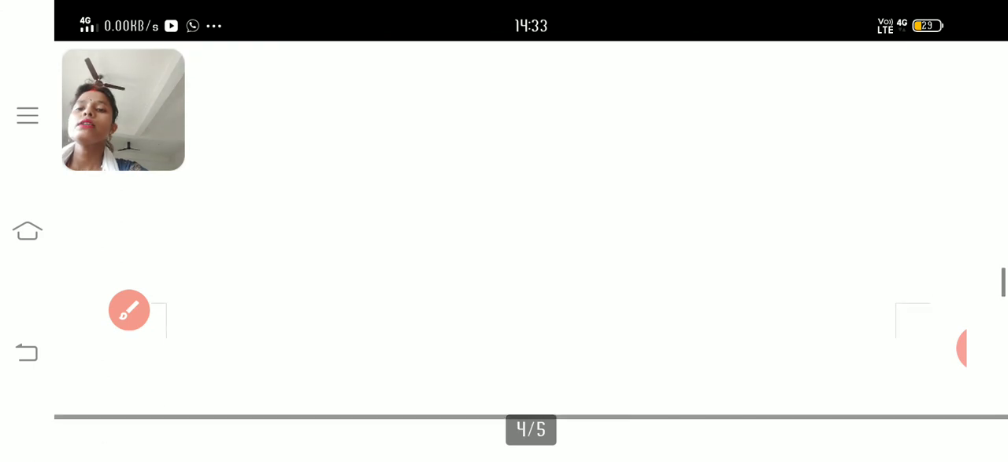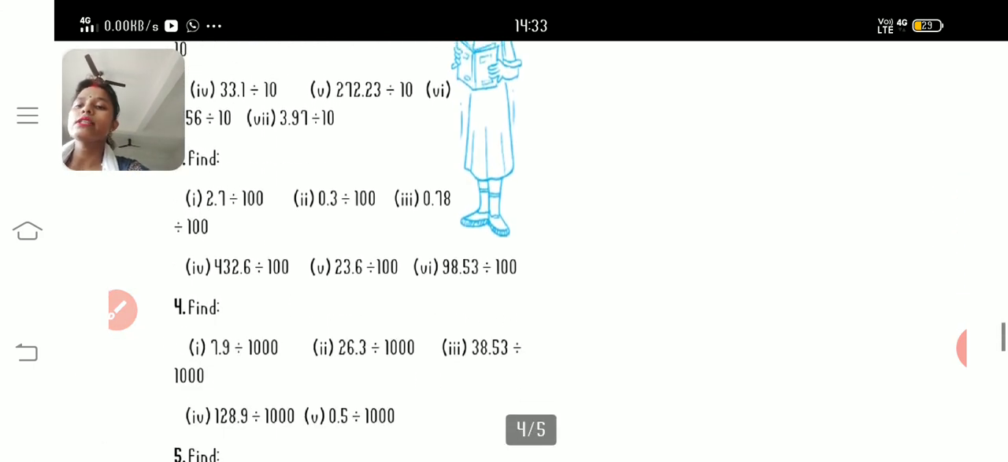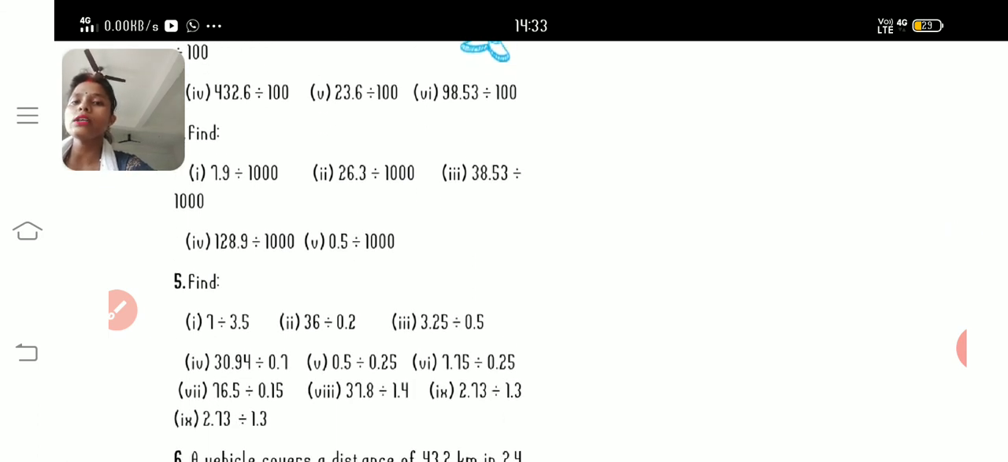Now these are the questions of your NCERT book, exercise 2.7. You have to solve this exercise, and if you have any doubt then please consult.